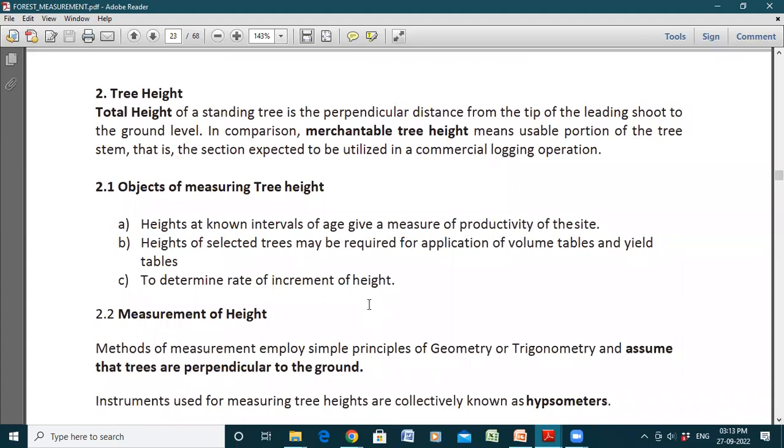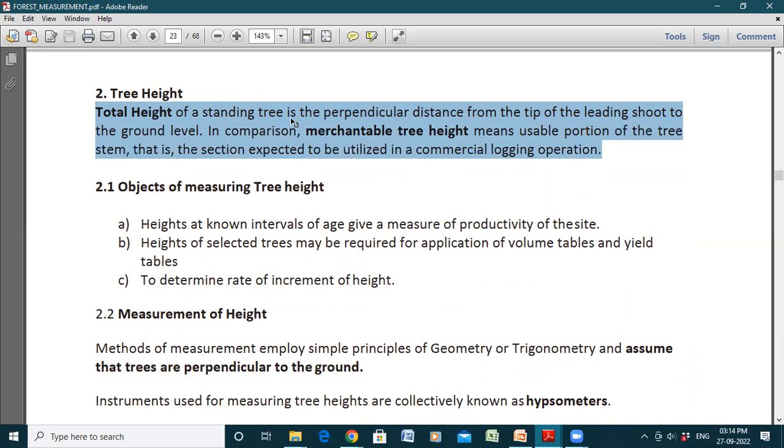Now, tree height. Total height of a standing tree. Remember, I'm using the term standing tree because most times we face two types of conditions, either standing or falling. That's why I'm using the word standing here. Total height of a standing tree is the perpendicular distance from the tip of the leading shoot to the ground level. That particular perpendicular distance is known as total height.